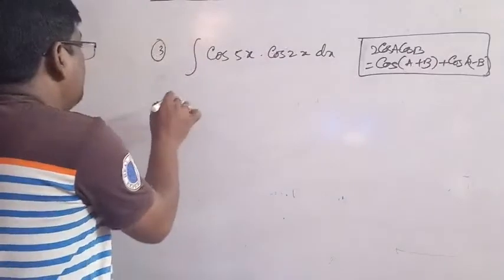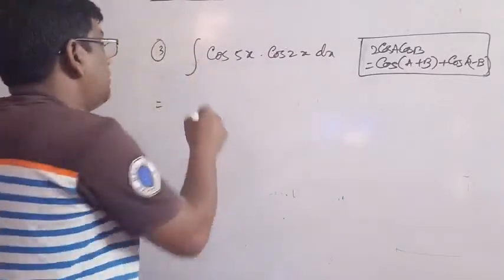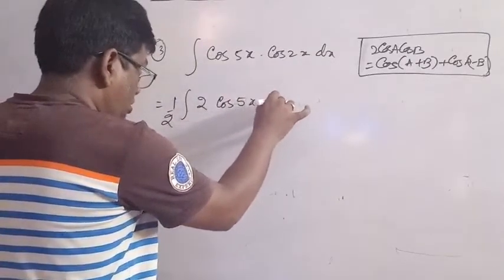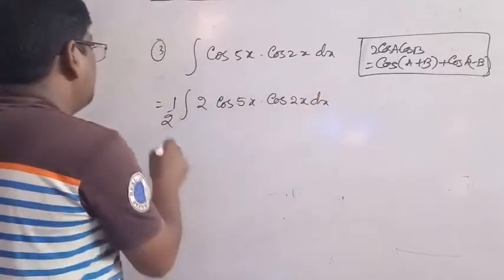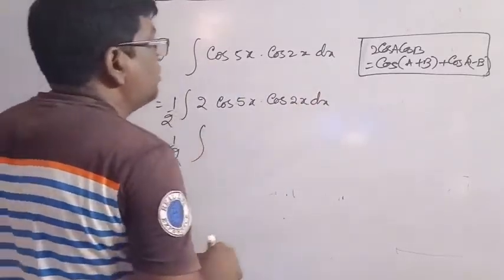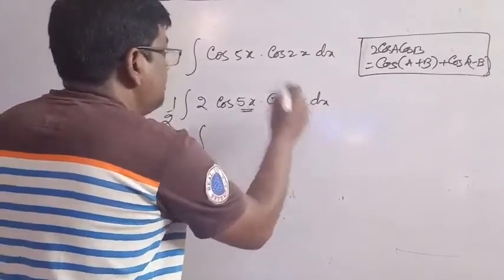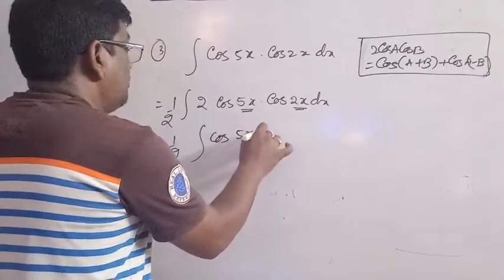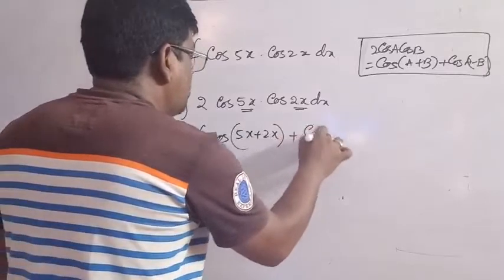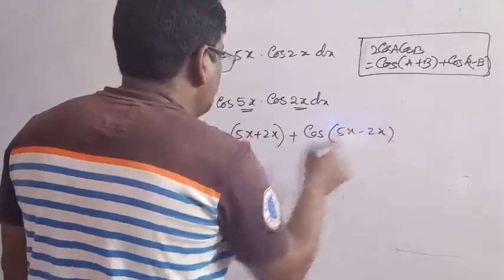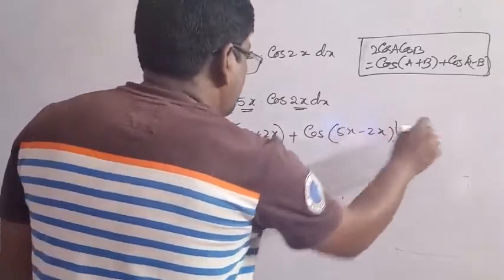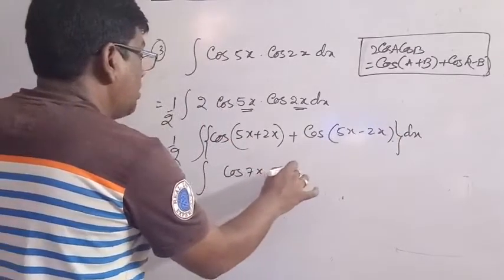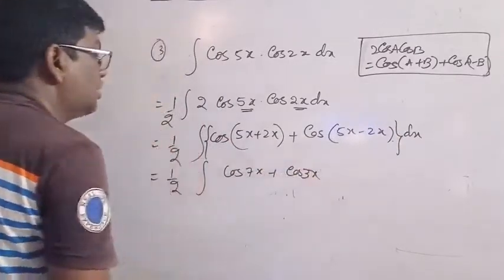So here 2 is absent, so multiply by 2. So 1 by 2 into 2 cos 5x into cos 2x dx. Now 1 by 2, this integration what? Cos A plus B. This is A and this is B. So cos A plus B means what? Cos 5x plus 2x. Cos A plus B plus cos A minus B, 5x minus 2x whole into dx. So this is equal to 1 by 2 integration cos 7x plus cos 3x, okay, into dx.